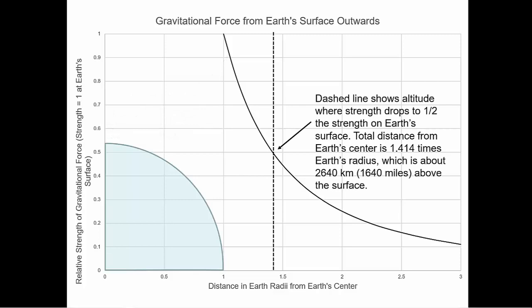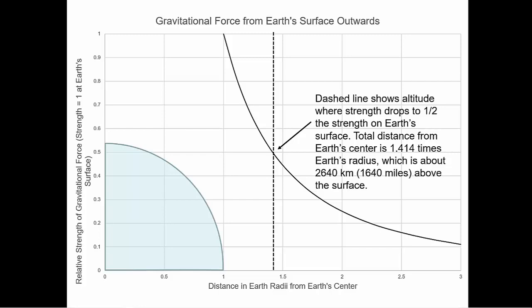The dashed line here shows the altitude where the strength would drop to 1/2 of the strength on the surface. The total distance from Earth's center when that occurs would be 1.414 times the Earth's radius. I don't know if that number would ring a bell to you. It used to be something familiar to me, but I took my high school math classes pre-calculator days, so we had to deal with numbers like that occasionally.